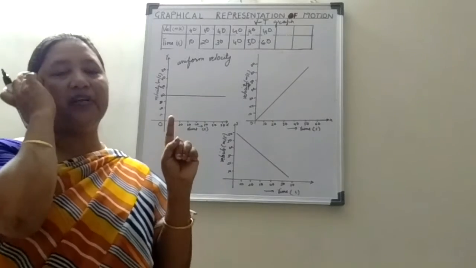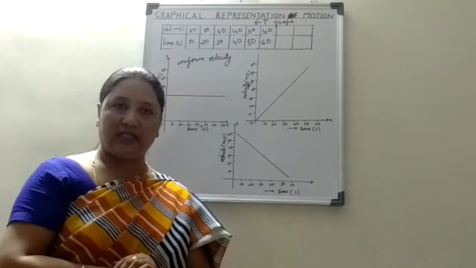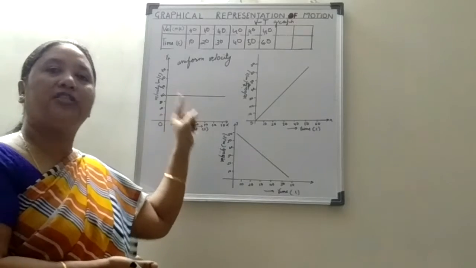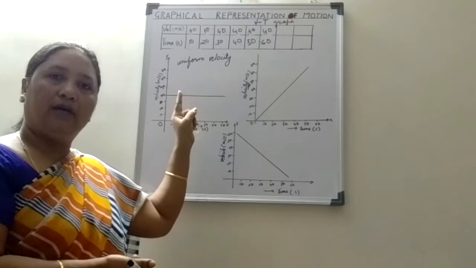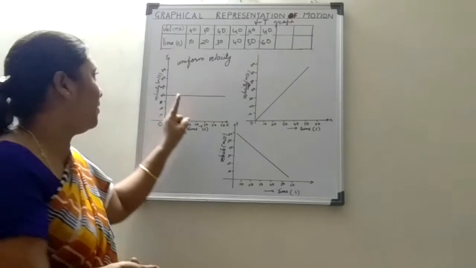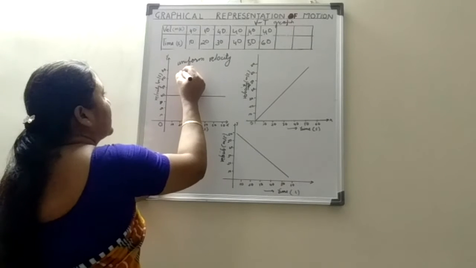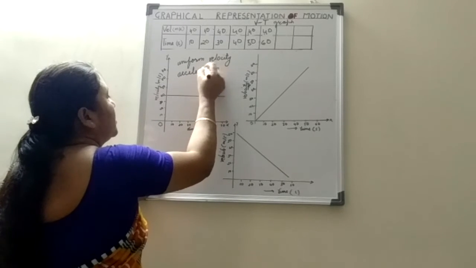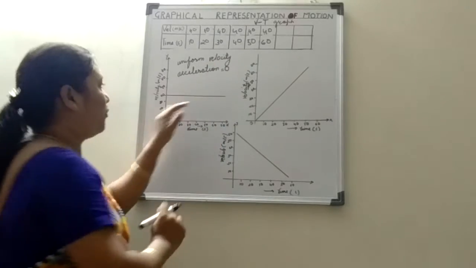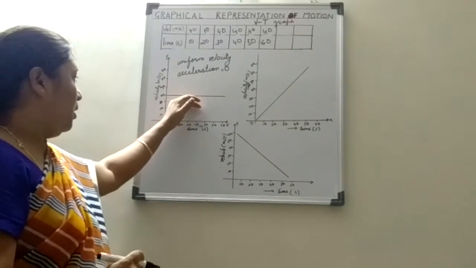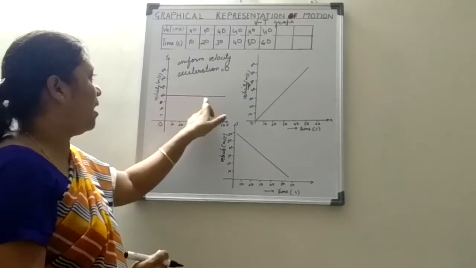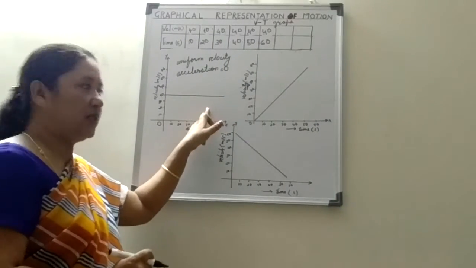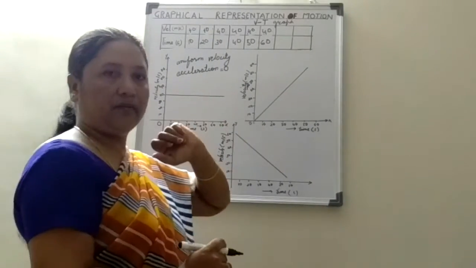Now what is the definition of acceleration? Acceleration is the rate of change of velocity. So is there any change in the velocity? Well, no, there is no change in the velocity. So here the acceleration becomes 0. From this graph we got to know that the car is moving with uniform velocity whose acceleration is 0. Now come to the next graph.